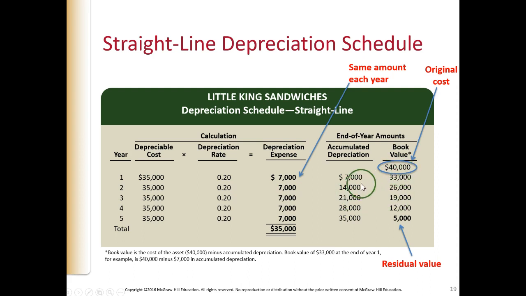So do that for each year. At the end of the 5th year, we have fully depreciated the asset, at least up to its depreciable value. That is the amount in accumulated depreciation. And then we have $5,000 in the, well, that's the book value at the end of the year. That's the residual value equals the book value at the end of its useful life. It should always work out that way.